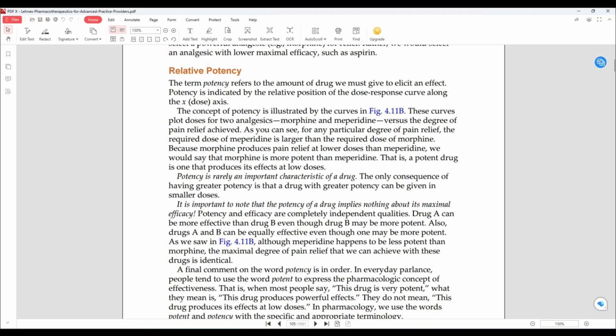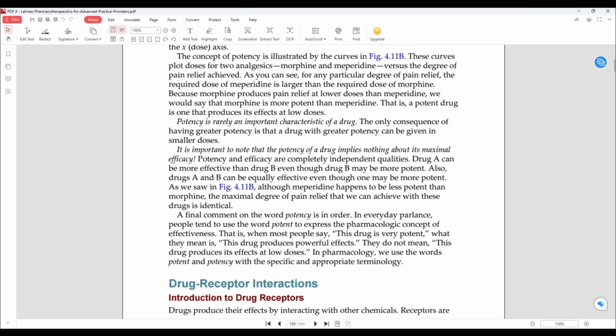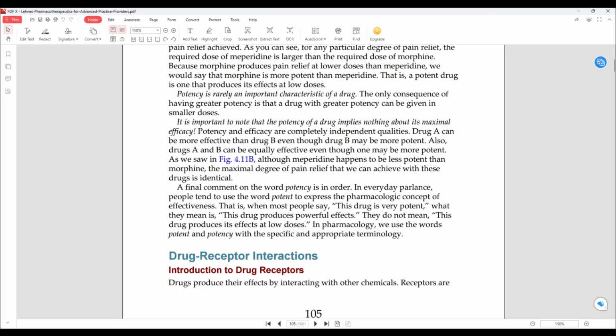That is, a potent drug is one that produces its effects at low doses. Potency is rarely an important characteristic of a drug. The only consequence of having greater potency is that a drug with greater potency can be given in smaller doses. It is important to note that the potency of a drug implies nothing about its maximal efficacy. Potency and efficacy are completely independent qualities. Drug A can be more effective than drug B, even though drug B may be more potent. Also, drug A and B can be equally effective, even though one may be more potent.